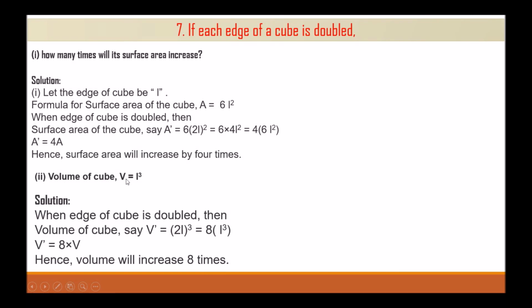Volume of cube V equals L cube. When edge of cube is doubled, then volume of cube V equals (2L) cube, that is 8L cube. So volume will increase by 8 times.